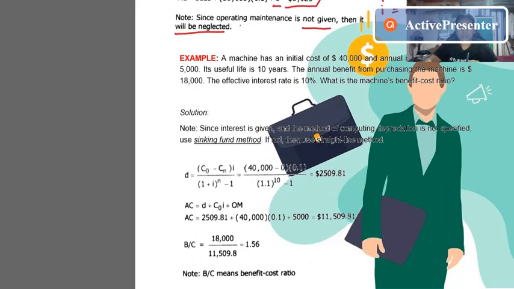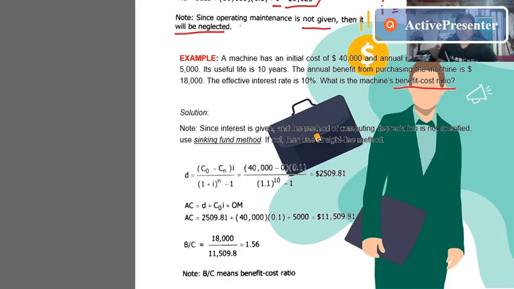We have here a machine with an initial cost of 40,000 and an annual maintenance cost of 5,000. Its useful life is 10 years. The annual benefit from purchasing the machine is 18,000. The effective interest rate is 10%. What is the machine's benefit cost ratio? So we have something called the benefit cost ratio.